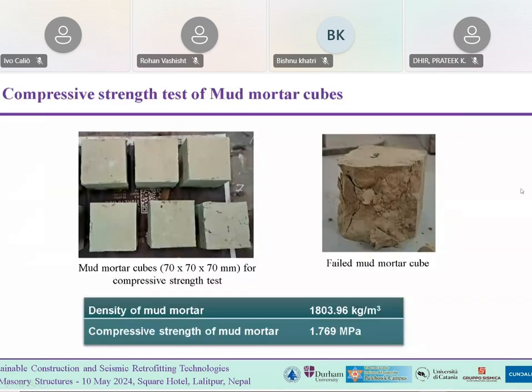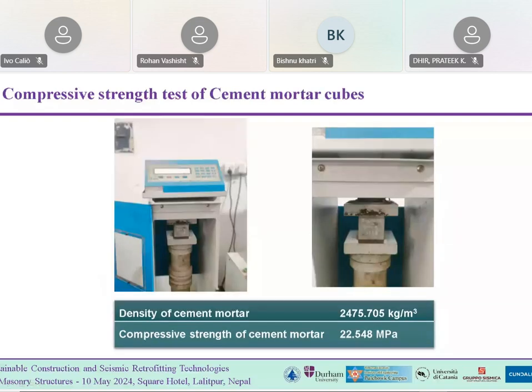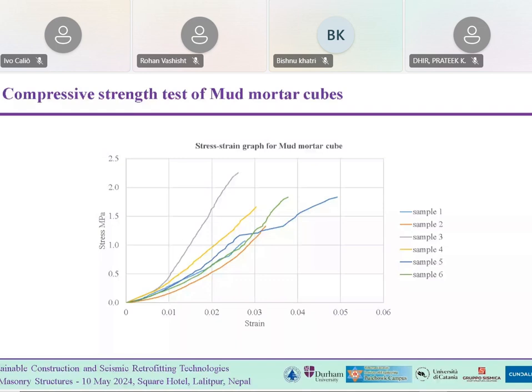Next we tested the mud mortar cubes and cement mortar cubes. In the context of Nepal, mud mortar and cement mortar are the types of mortars that are used frequently, so we decided to do tests on both. The compressive strength for mud mortar cubes was found to be 1.769 megapascal, and for cement mortar it was found to be 22.584 megapascal. You can see the stress strain graph for the mud mortar cube.